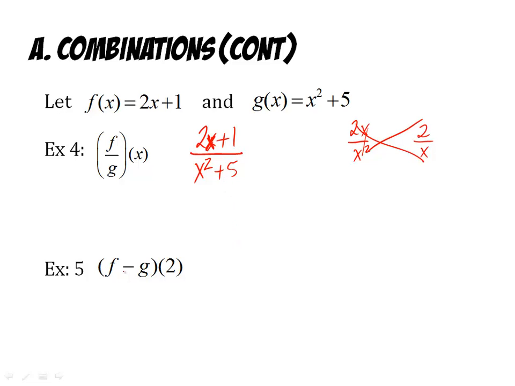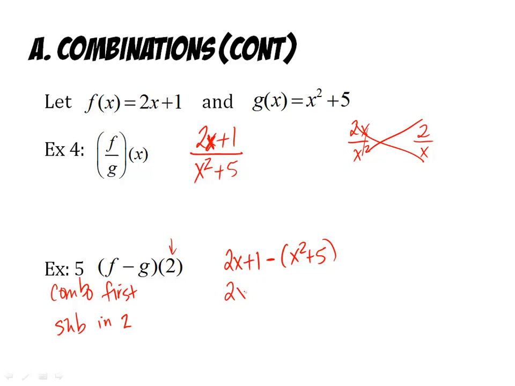So lastly, here's an example. The difference, f minus g of x, of 2. So I'm going to do the combo first, and then I sub in my 2. All right, so f minus g of x. So 2x plus 1 minus x squared plus 5. Okay, distribute that negative 1 and simplify. So I have negative x squared plus 2x minus 4.